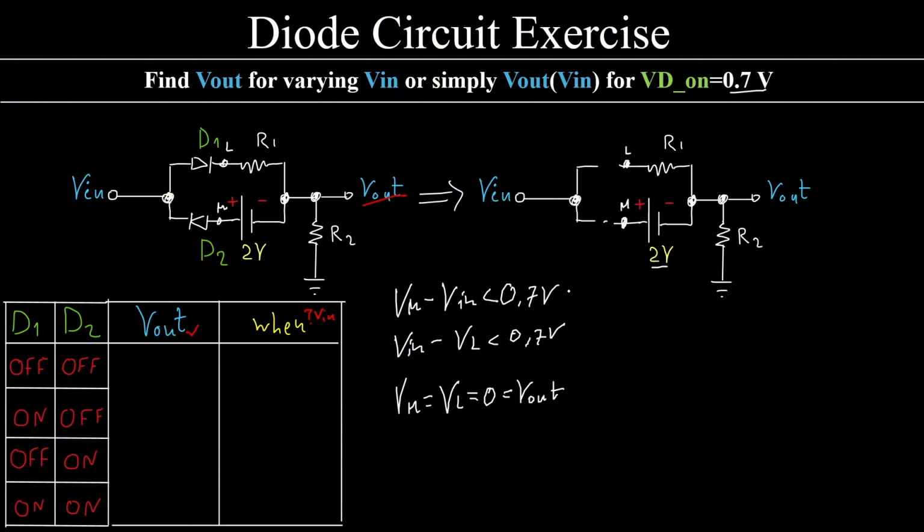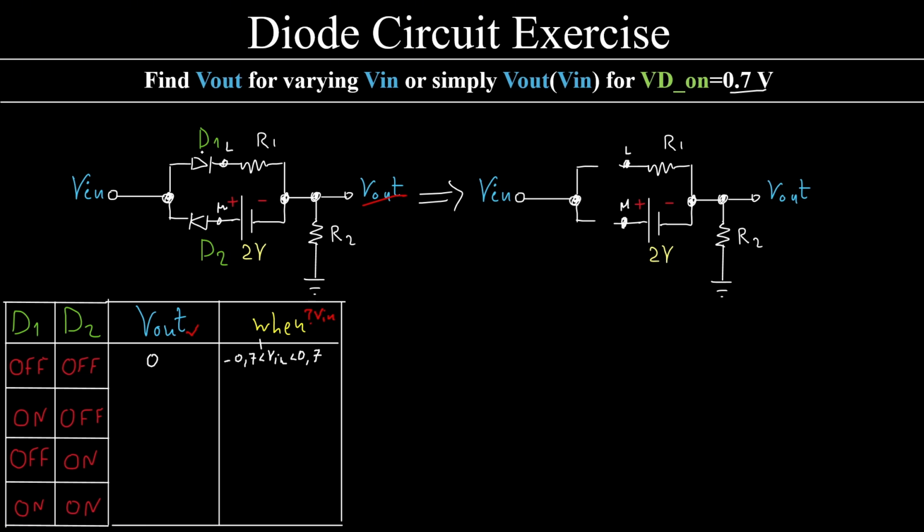That means V out will be 0 when this is 0, this is 0. And if you do the math, you will have that when V in is less than 0.7 and more than minus 0.7, V out will be 0.